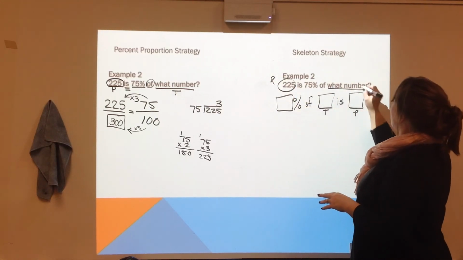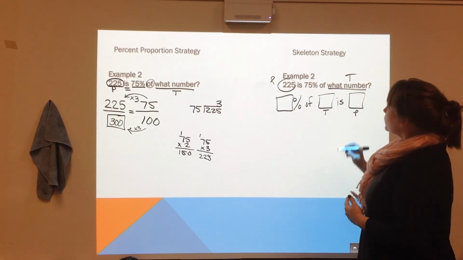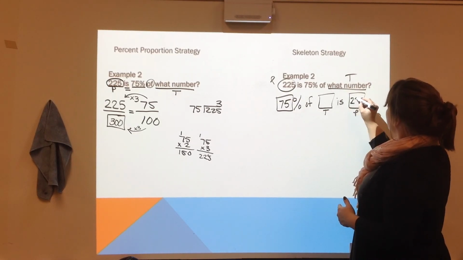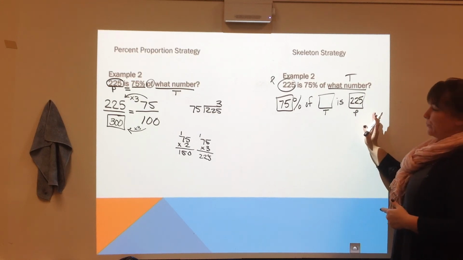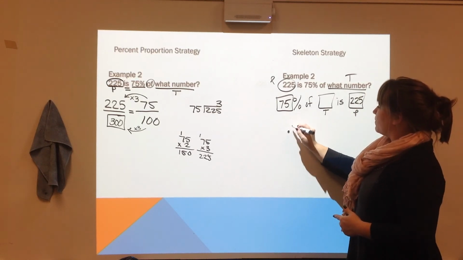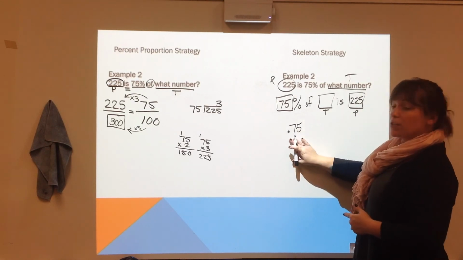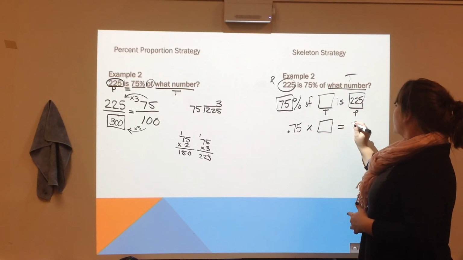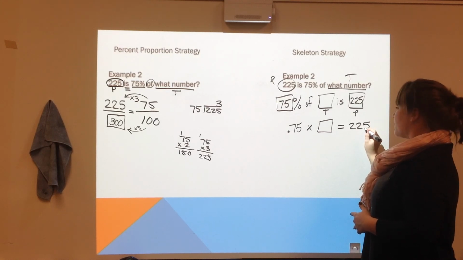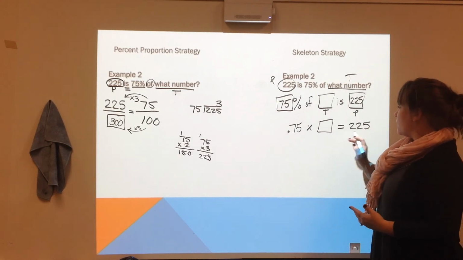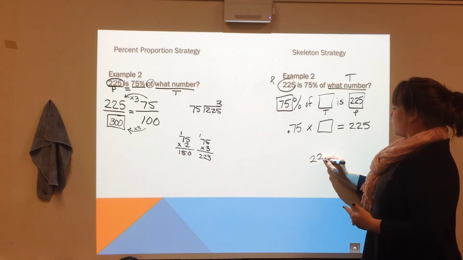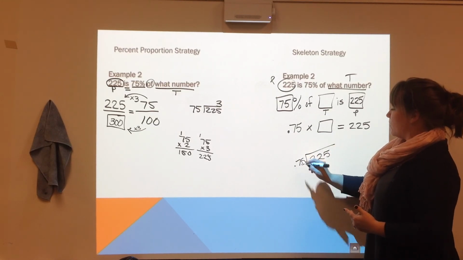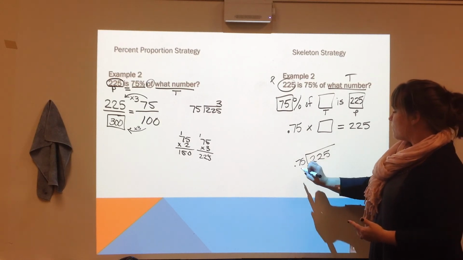$225 is the part. We're asked to find the total. So when we fill this in, we have 75% and we have 225 over here. When we change it to a decimal, it's 0.75 times something equals 225. We know that's just dividing. This is the dividend, and the 75 hundredths is the divisor.